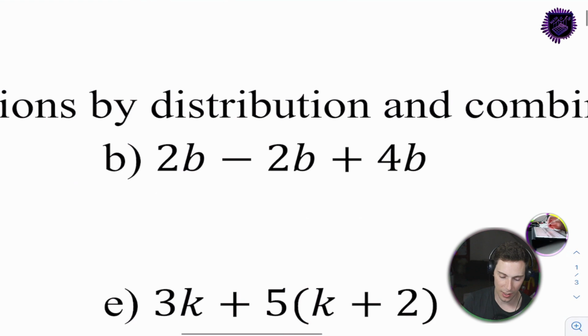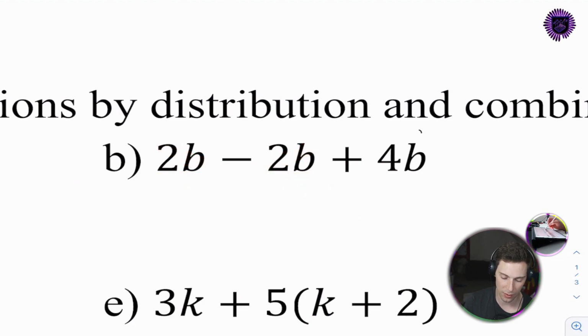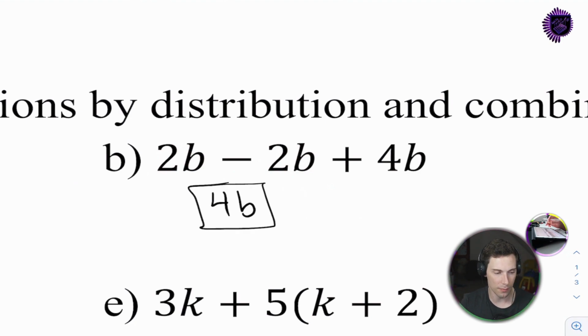Next one. Once again, we have these same 2b minus 2b. They cancel each other out, leaving us with just this one, which is 4b. That's our answer, 4b. We've simplified that as much as we can here.